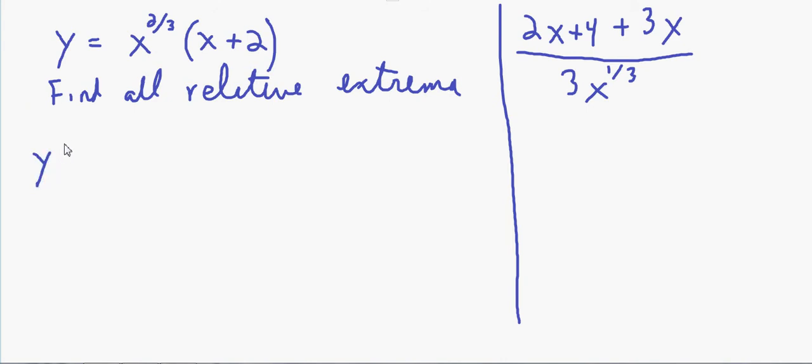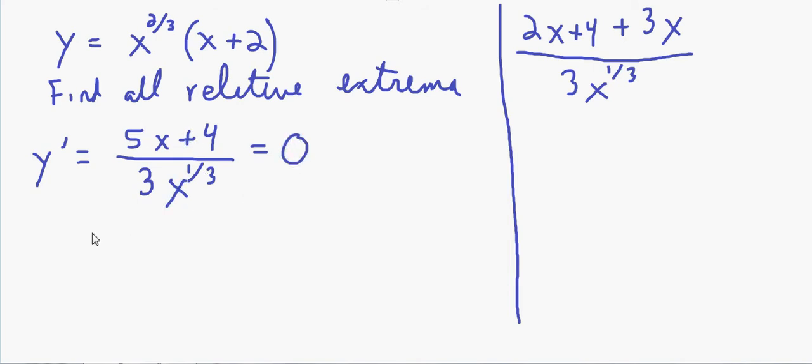our derivative. So y prime, dy/dx, same thing, is 2x plus 3x is 5x plus 4 over 3x to the 1/3. Now we want to know where that is zero and undefined. So it equals 0 when the top is 0, and that happens at negative 4/5 if you solve that. And it's undefined when x is 0, because that's when the bottom would be 0.